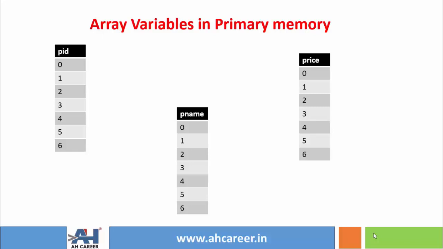Like say, for example, I want to retrieve information about the second product. So when it comes to information about the second product, from PID I need to access information from index 2. From p-name I need to access information about p-name of the second index.